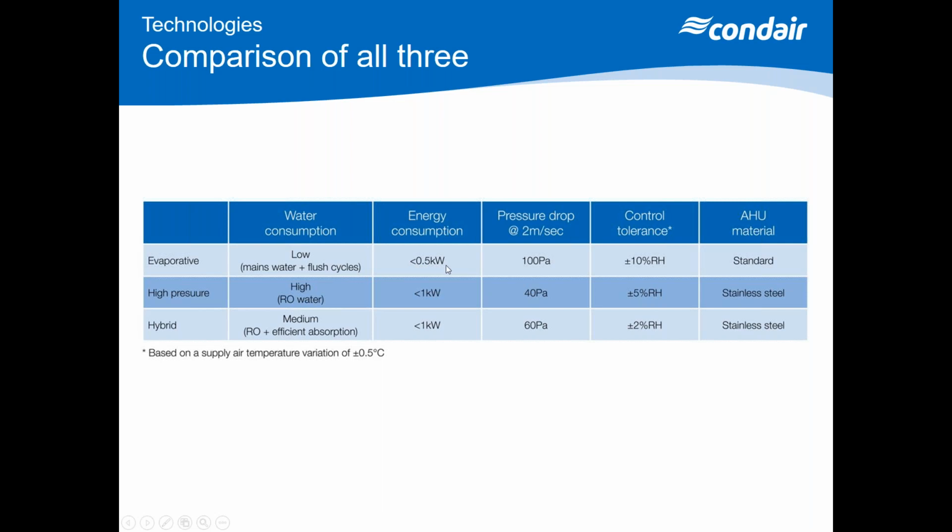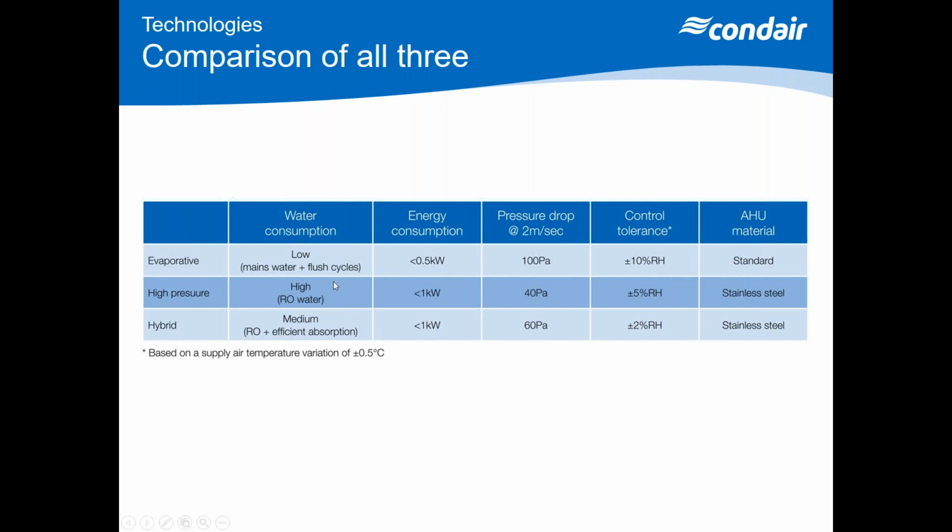Energy consumption, less than half a kilowatt. It's very small. You will have, though, a higher pressure drop because you have a thicker evaporative matrix that we're pushing the air through. And our control tolerance is typically plus or minus 10% on 100% fresh air. But our air handling unit material can be standard because it isn't a wet section.